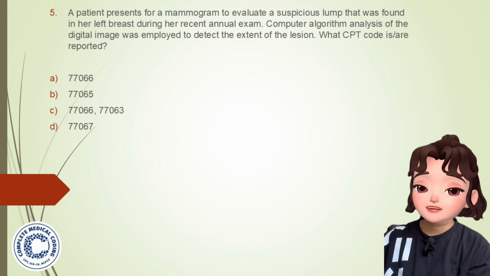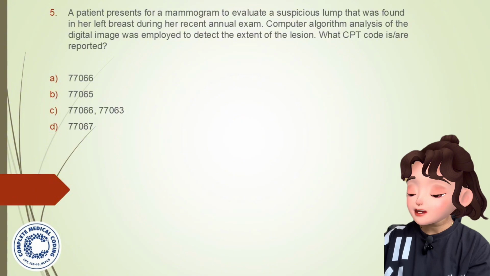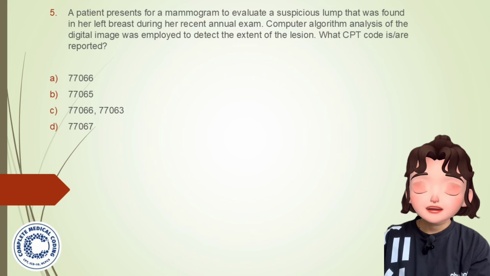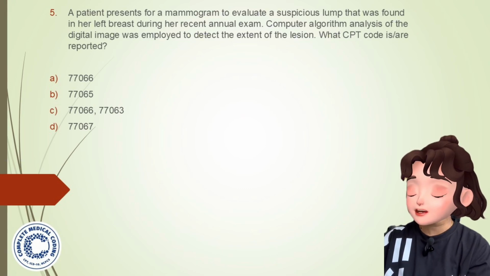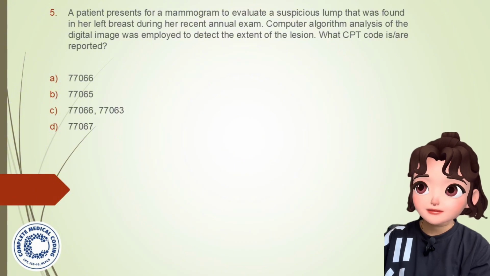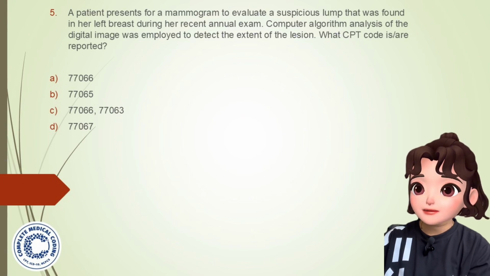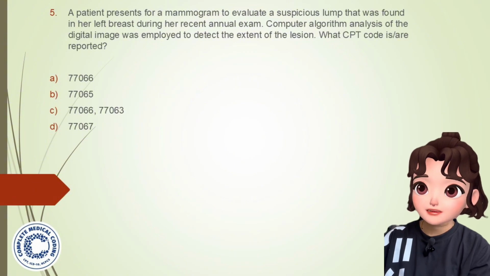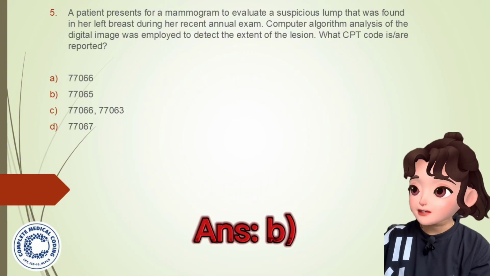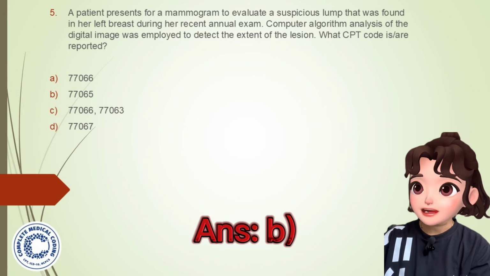So just take the first CPT code, 77066. 77066 means diagnostic mammography including computer aided detection when performed bilateral. This is not bilateral, this is unilateral because it's the left breast. So you have to code for the unilateral code, which is 77065. Option B, 77065. 77067 is screening mammography bilateral. That is also wrong. So our correct answer is diagnostic mammography unilateral, 77065. Option B is the correct answer.